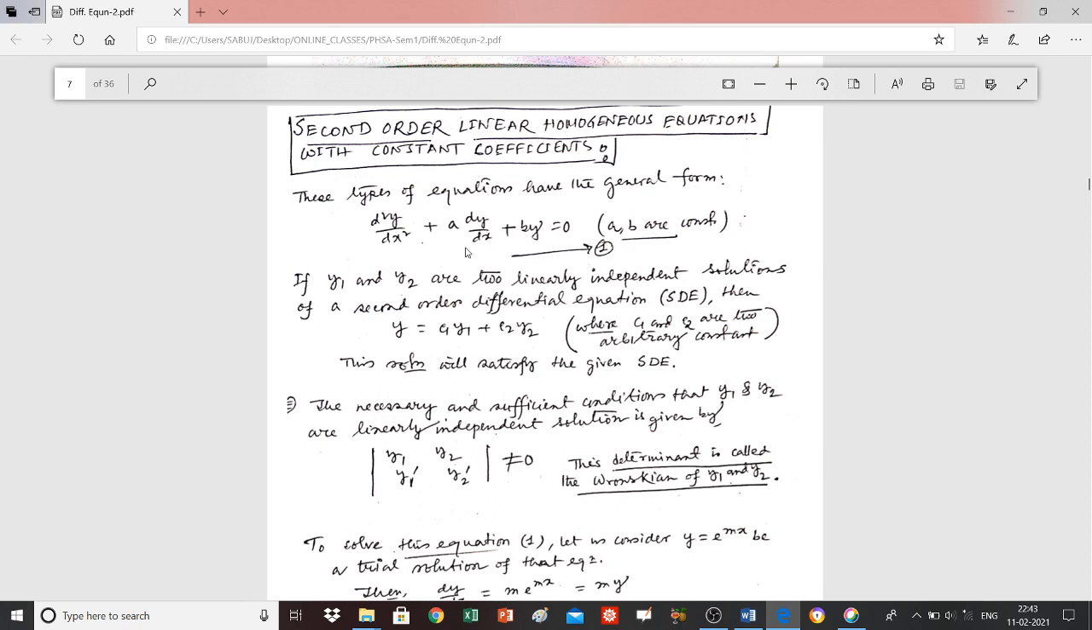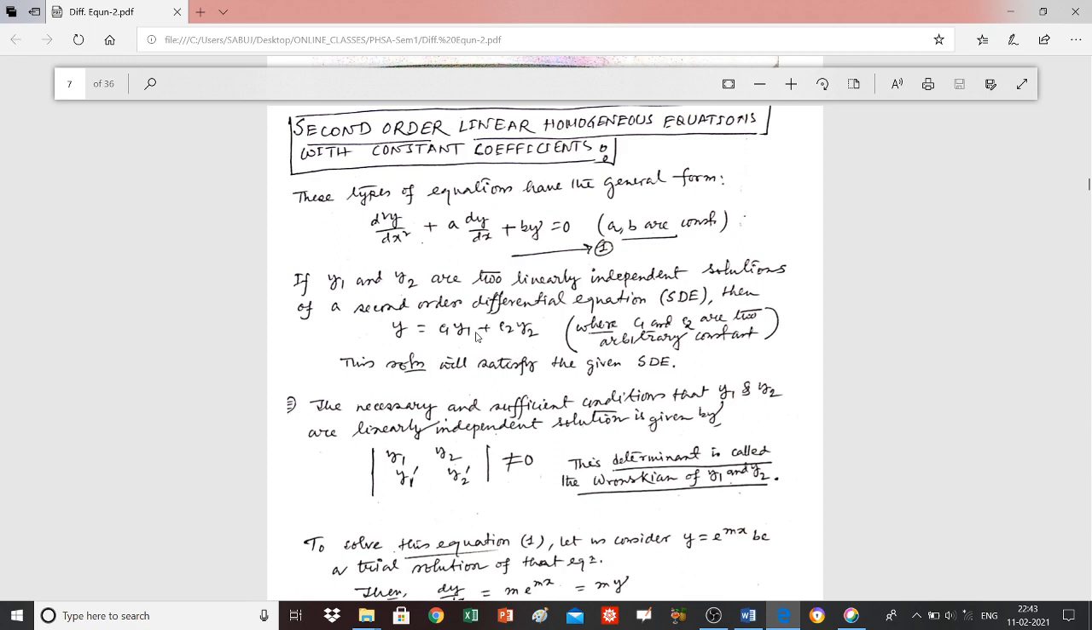Since we have seen that the order of this differential equation is 2, there will be two constants, and the solution of this equation will provide you two linearly independent solutions. Let these be y1 and y2, and then the complete solution will be c1 into y1 plus c2 into y2, where c1 and c2 are the two arbitrary constants, and this is the general or complete solution of the second order differential equation.